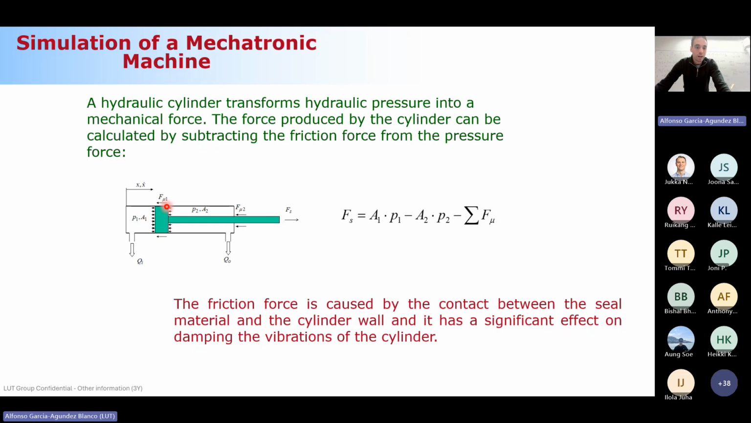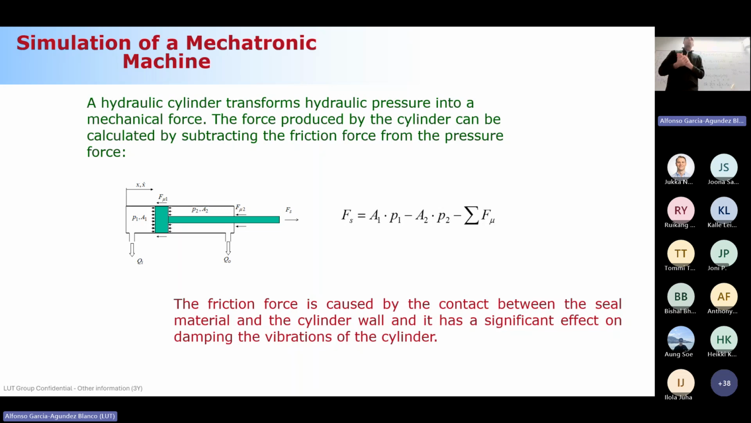So if you imagine this piston, the material of the piston has a friction with the cylinder wall, and in the same way, this rod has a friction with the cylinder wall. So you have here two sources of friction: this F mu1, which is between the piston and the wall, and this F mu2, which is the friction between the rod and the wall. That is why you have here the sum of the F mu, because there are different sources. And you have here the explanation of the origin of this friction: the contact between the seal material in the piston and the rod with the cylinder walls.